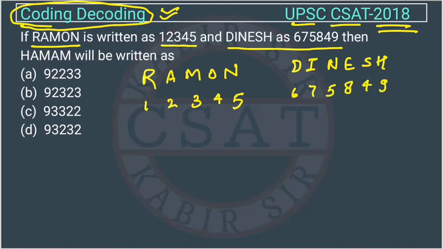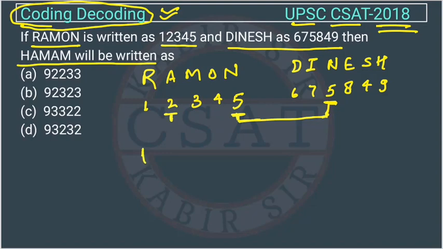Now the question is asking how the word HAMAM will be written. From this we can see that R is coded as 1 and A is coded as 2. N is coded as 5, and N is also coded as 5 here. So we can assume that they have given a fixed code for each letter. A is given a fixed code 2, N is given a fixed code 5, and similarly for all other letters.